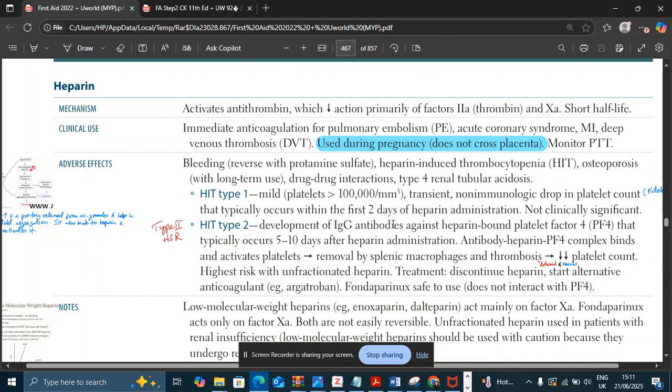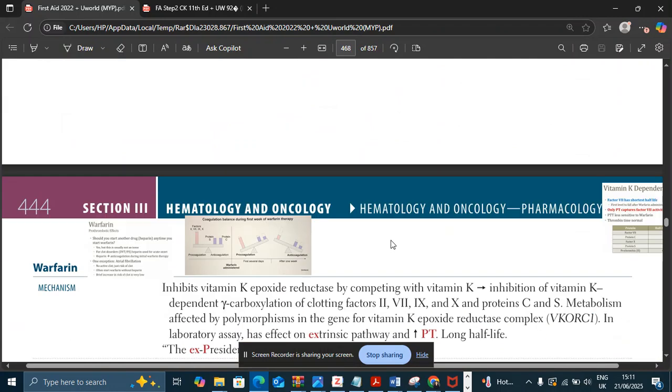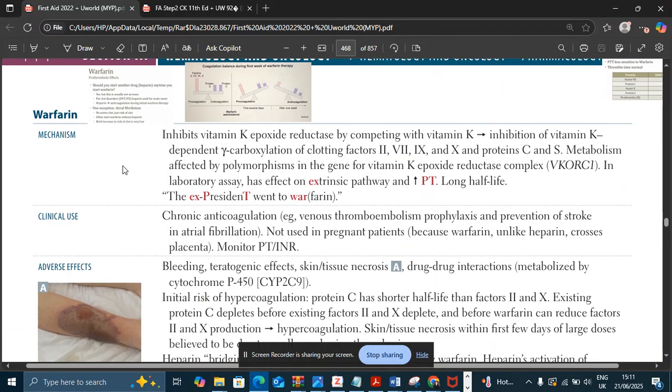Now we have to discuss warfarin, which is going to be the last topic for today's lecture. How warfarin works, I have already told you guys that warfarin acts on the liver.